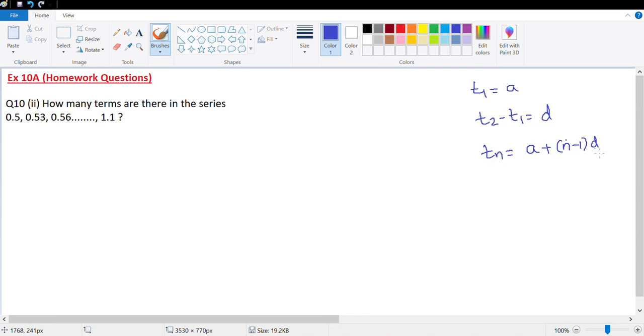So we have three variables, A, N, and D. Out of these three variables, two of them would be given, and we'll need to figure out the third one. That's the basic concept that we've had in this chapter till now. Let's look at the homework questions.